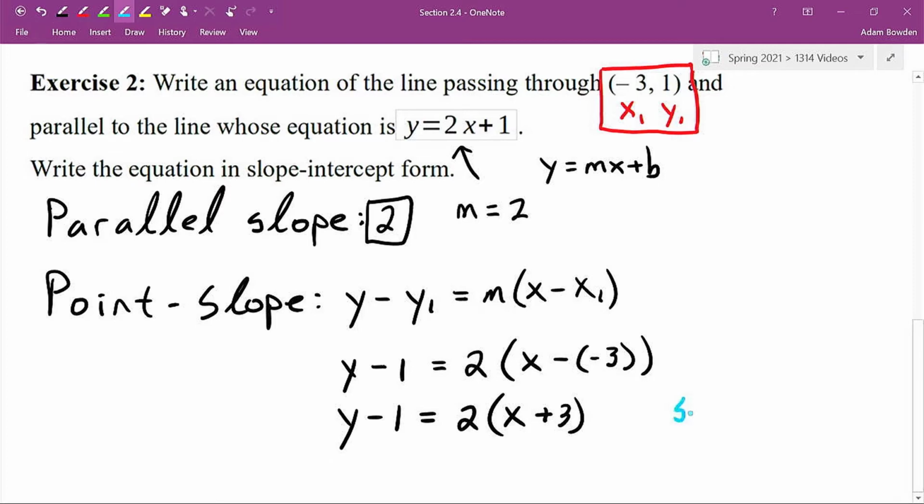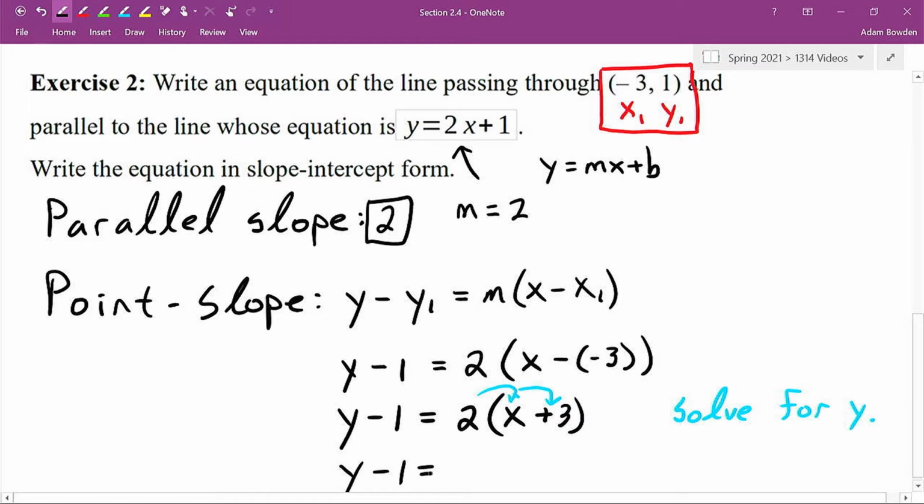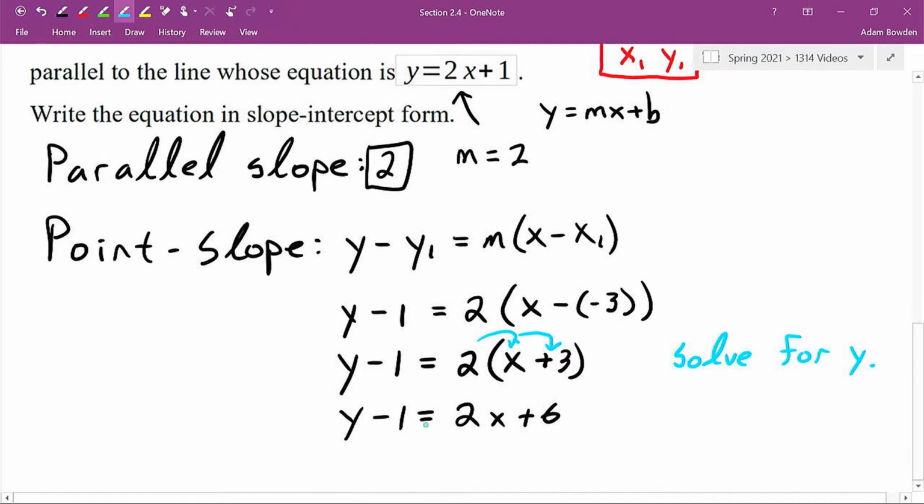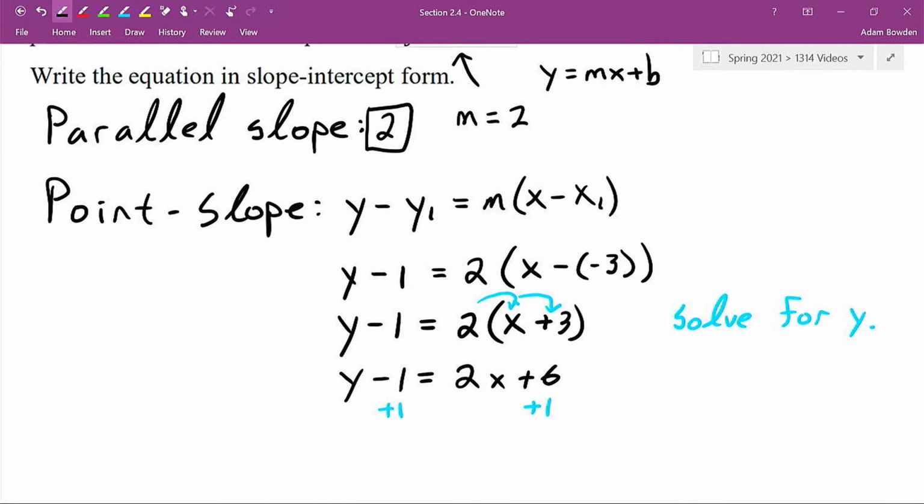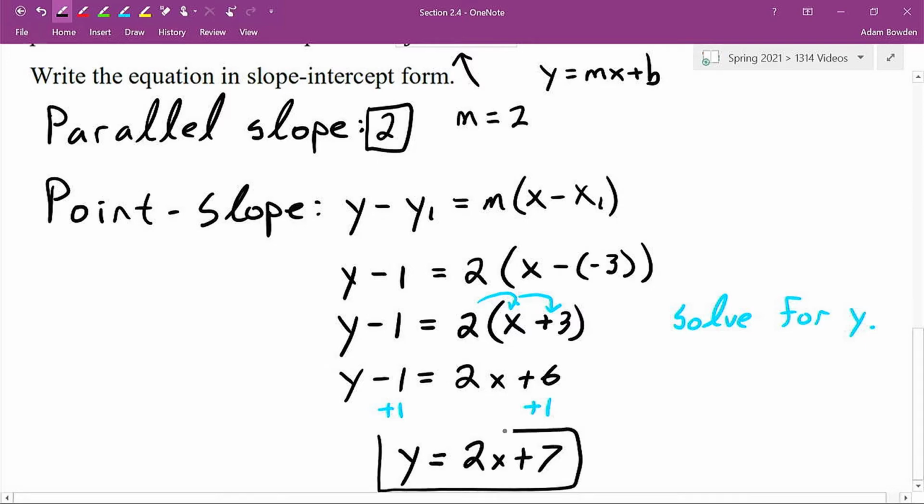We're going to go ahead and solve for y, since we want to write this in slope-intercept form when we're done. So I'm going to distribute the 2, make it into y minus 1 equals 2x plus 6. And from there, I'll add the 1 over. And this will be the equation of the line: y equals 2x plus 7.